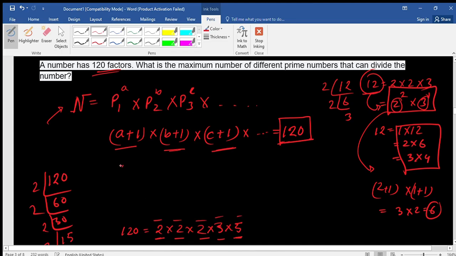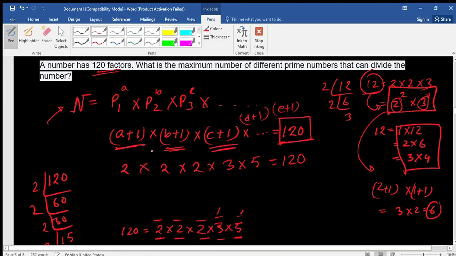So if a plus 1 is 2 and b plus 1 is 2, then c plus 1 is again 2, and let's consider we have d plus 1 and e plus 1. What is the value of d plus 1 and e plus 1? This is 3 and 5. So this equals 120. Now if a plus 1 is 2, b plus 1 is 2, c plus 1 is 2, d plus 1 is 3 and e plus 1 is 5, can you tell me the values of a, b, c, d and e?